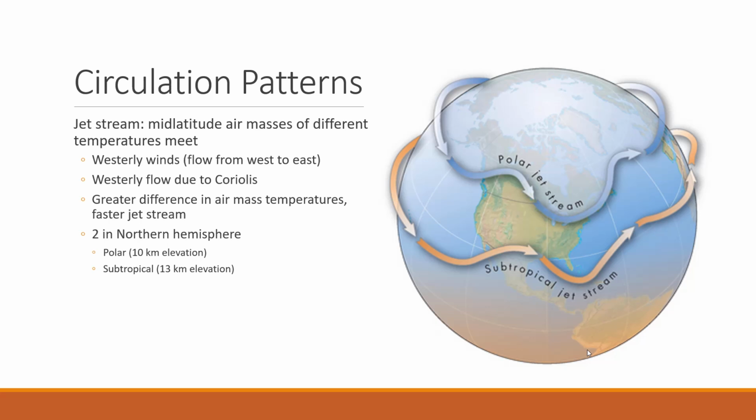These will form as westerly winds, so we're flowing from west to east. The westerly flow in the northern hemisphere is due to the Coriolis effect, so the spin of the planet. This is why in the United States we tend to see weather patterns move from the west to the east. They're moving with the jet stream. The greater the difference in temperature between the two air masses, the faster the jet stream will flow. The polar jet stream is about 10 kilometers in elevation. The subtropical is about 13 kilometers in elevation.